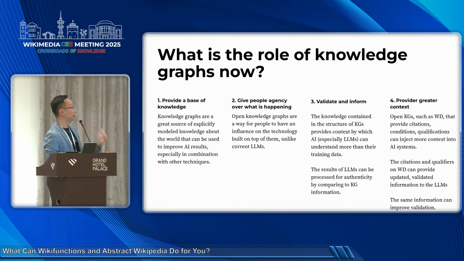Knowledge graphs validate and inform. The knowledge contained in the structure of knowledge graphs, like Wikidata, provides context by which AIs can understand more in their training data. The results of LLMs can be processed for authenticity by comparing with knowledge graph information. Knowledge graphs provide greater context. Open knowledge graphs, especially Wikidata, provide citations, conditions, qualifications, and can inject more context into AI systems. The citations and qualifiers on Wikidata can provide updated, validated information to the LLMs. The same information can improve validation.